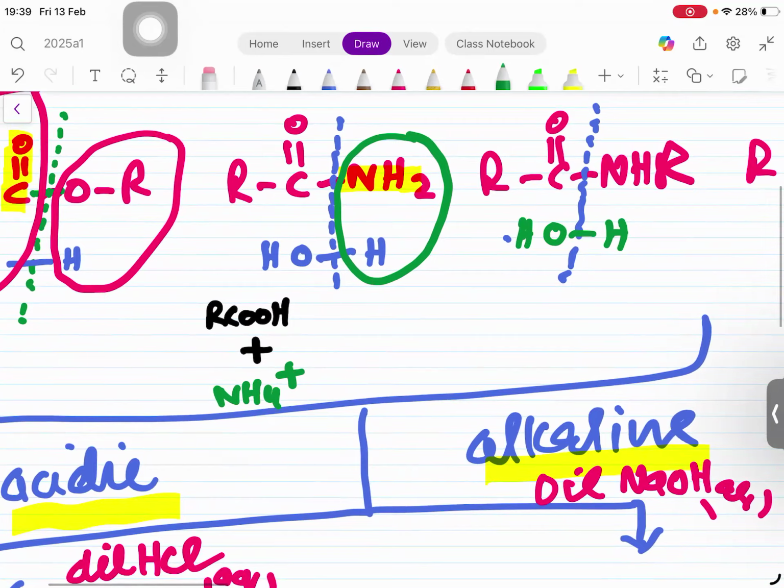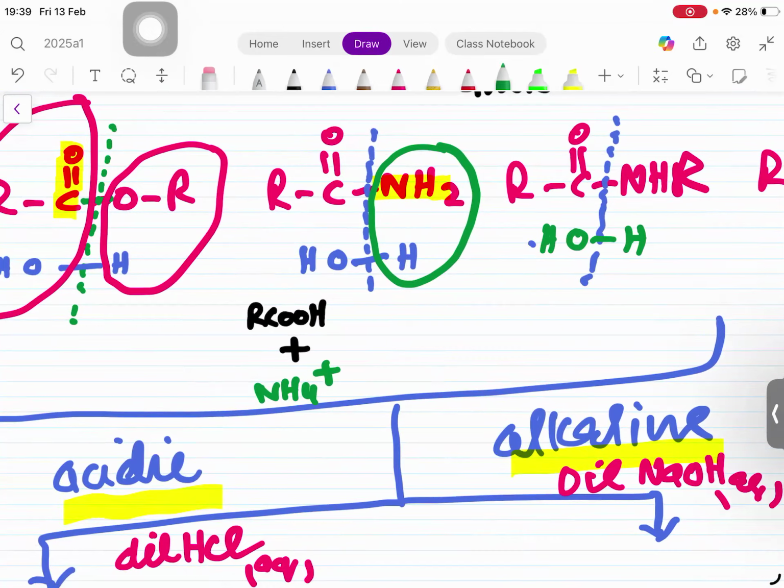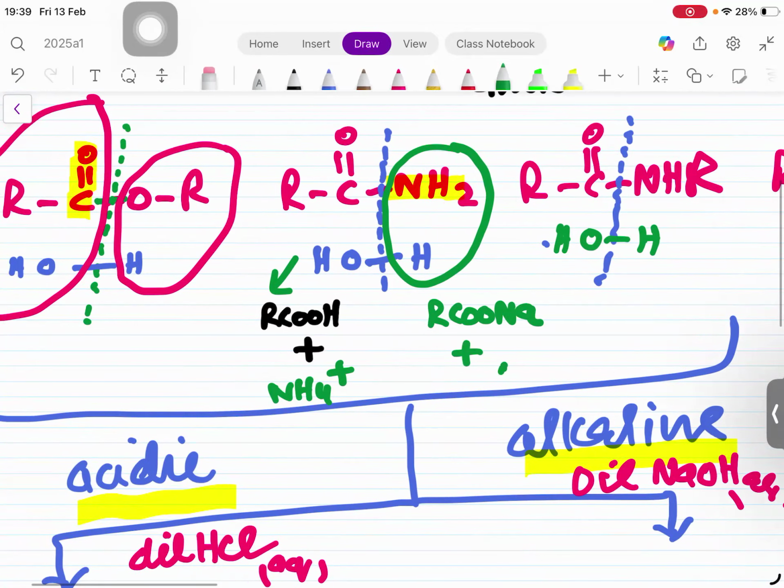The other side is what? And if you take the alkaline hydrolysis, so this is the result of the acidic hydrolysis. What about the alkaline hydrolysis? One will be the salt of carboxylic acid and the other one is now purely ammonia, because the ammonia formed is NH3 aqueous. Okay?